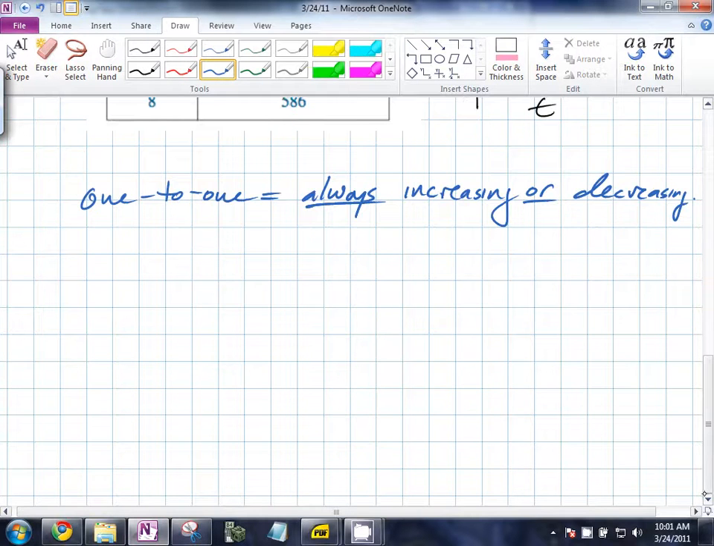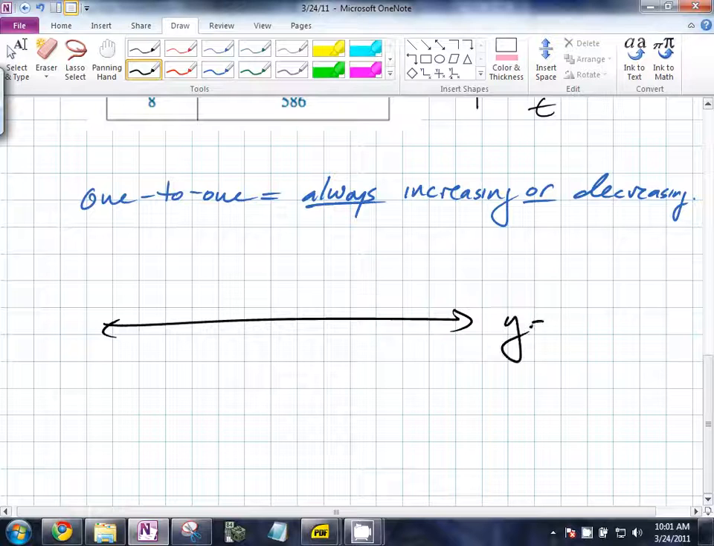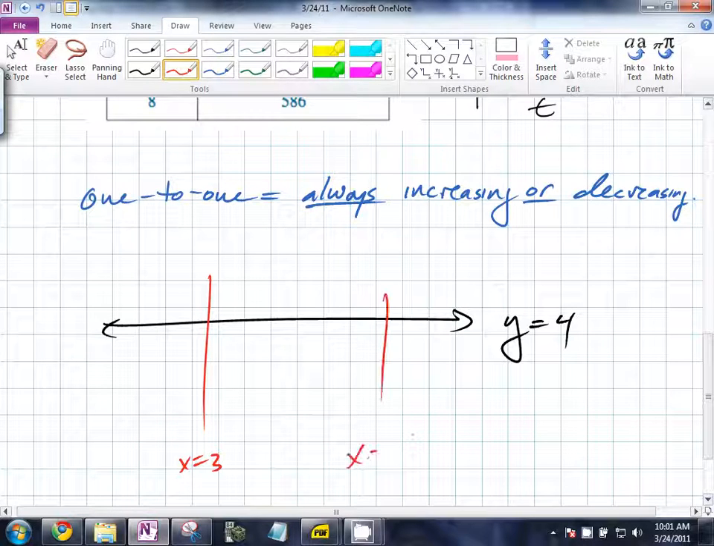Let's say we had a function y equals 4. So when x is 3, what's y? When x is 5, what's y? 4. So we have two different inputs mapping to the same output.